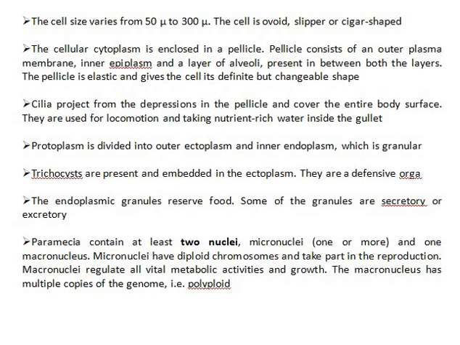Cellular cytoplasm is enclosed in the pellicle. The pellicle consists of an outer plasma membrane, inner epiplasm, and a layer of alveoli present in between both the layers. The pellicle is elastic and gives the cell its definite but changeable shape. Cilia project from the depressions in the pellicle and cover the entire body surface. They are used for locomotion and taking nutrient rich water inside the gullet.